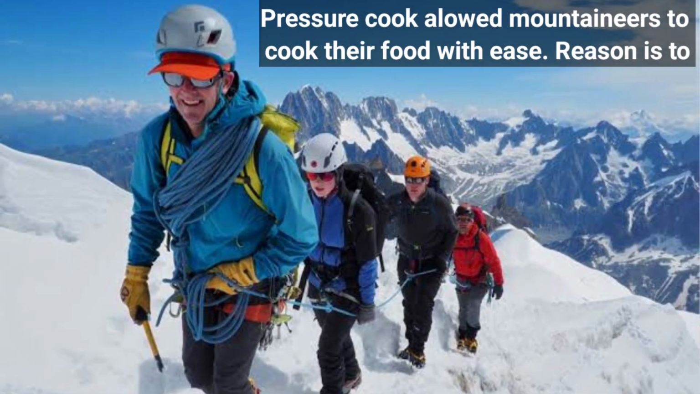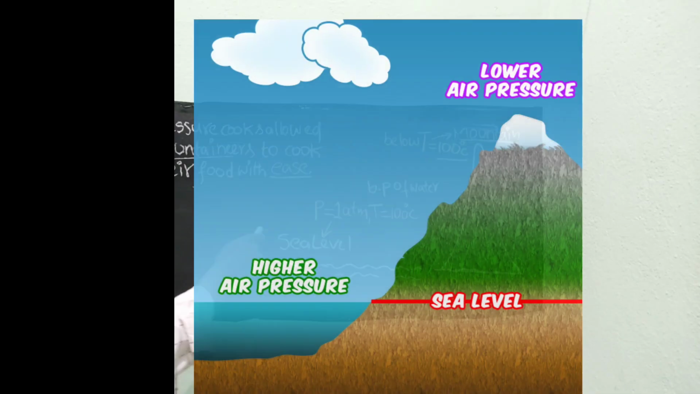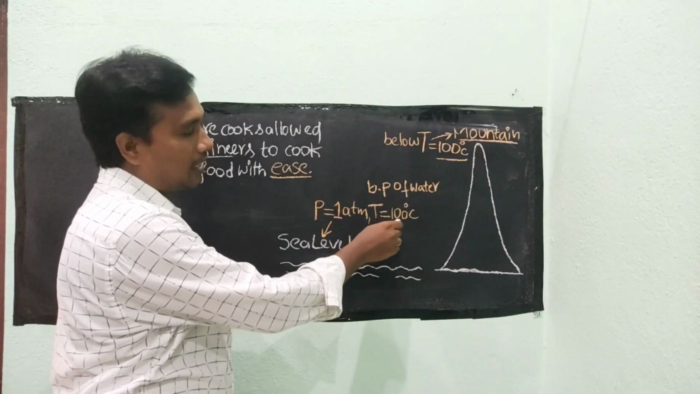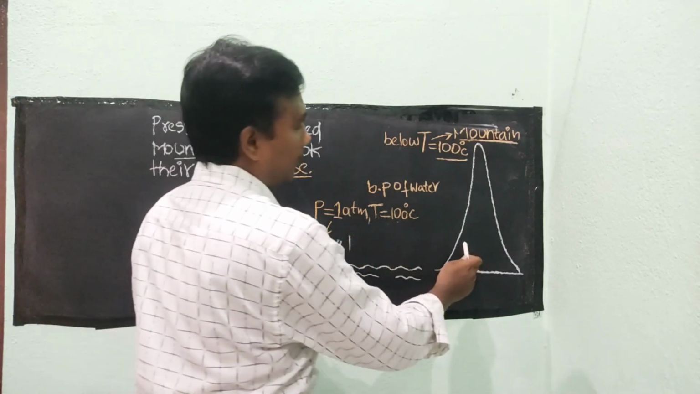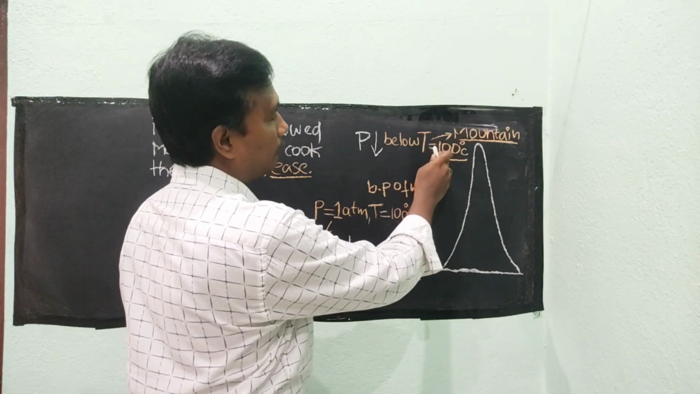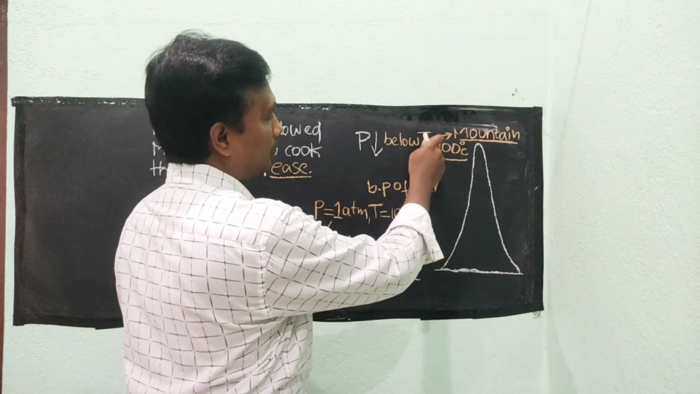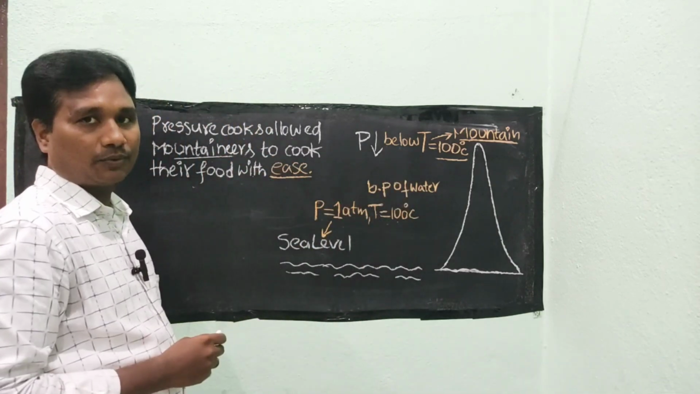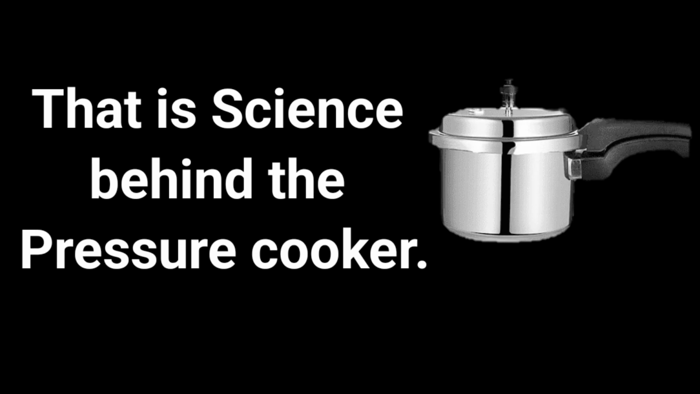Pressure cookers allowed mountaineers to cook their food with ease. The reason is, at sea level atmospheric pressure, boiling point of water is 100 degrees Celsius. At mountains, higher altitude, pressure decreases. If the pressure decreases, the boiling point of water also decreases below 100 degrees Celsius. That's why mountaineers use pressure cookers to cook their food. That is the science behind the pressure cooker.